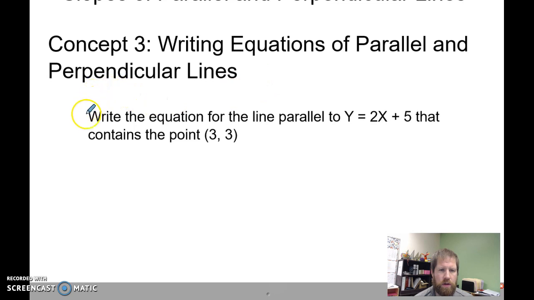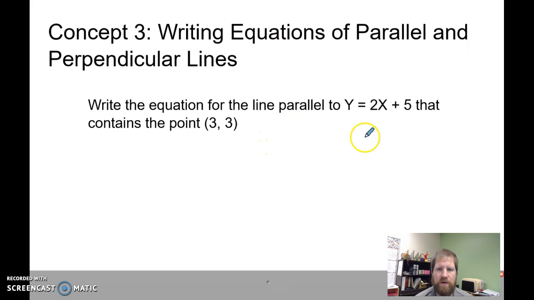Okay. So we're going to write the equation for the line parallel to y equals 2x plus 5, and that contains the point 3, 3. A couple different ways of doing this. You're always going to start by looking at the slope. Either if you're given a slope or given a line, you're going to need to find that slope first. The slope is 2, and because these are parallel, my slope is going to equal 2.